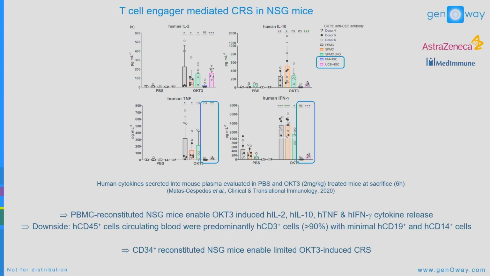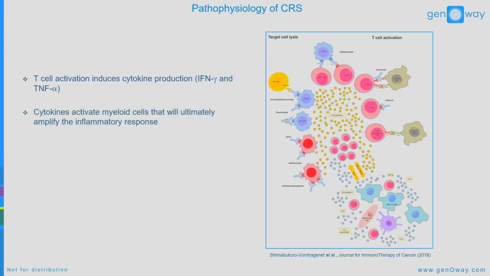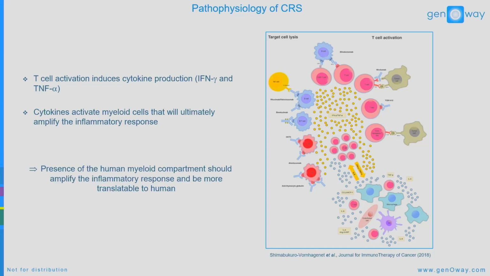When we saw these results, we said, okay, the test article was OKT3. OKT3 is going to bind to T cells. What's going to happen is that those T cells are going to secrete gamma and TNF-alpha. These 2 cytokines should in turn activate the myeloid cells, which will secrete, if present, IL-6, IL-1RA, TNF, and gamma, which will reactivate the T cells. So the question was whether having a myeloid compartment will change this type of reaction.